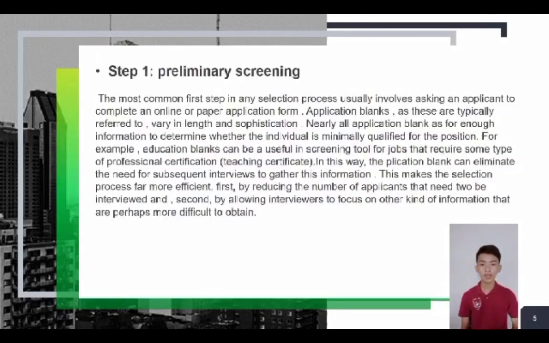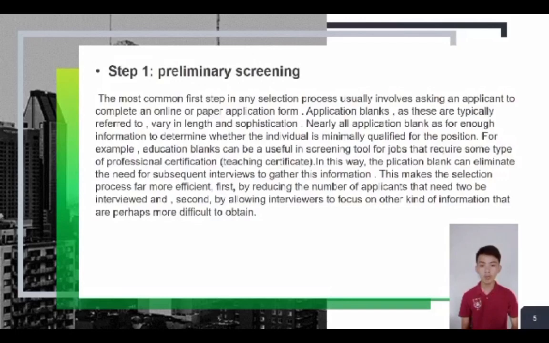Step 1. Preliminary screening. The most common first step in any selection process usually involves asking an applicant to complete an online or paper application form. Application blanks, as these are typically referred to, vary in length and sophistication. Nearly all application blanks ask for enough information to determine whether the individual is minimally qualified for the position. For example, education blanks can be useful screening tools.